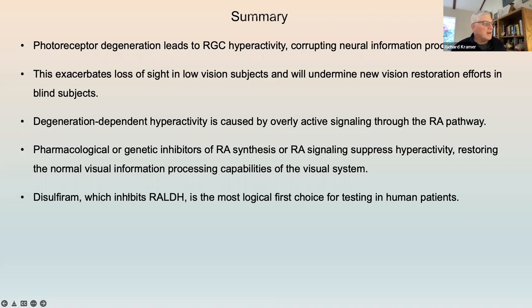Disulfiram, which is an ALDH inhibitor, by inhibiting the retinal form of ALDH, is a logical first choice for testing in human patients. It's not really us, it's our colleagues at University of Washington and University of Rochester who are setting up a clinical trial with disulfiram on RP patients to see if it actually improves their vision. That may be beginning as early as this fall. The barriers for getting that to happen are low because this is already an FDA-approved drug.